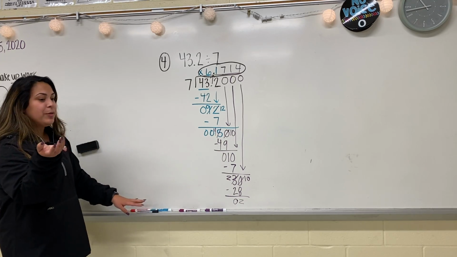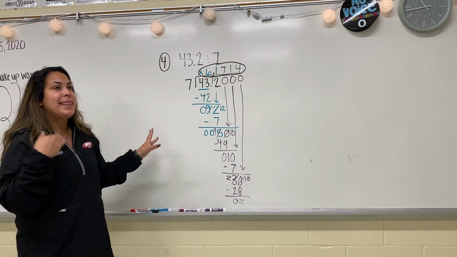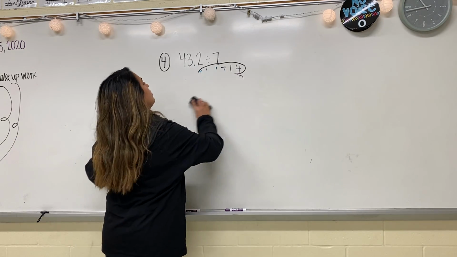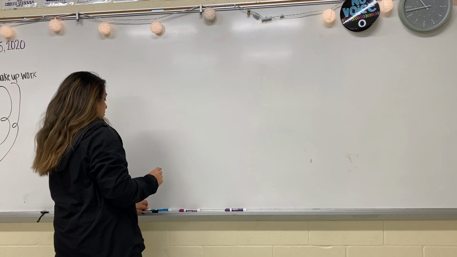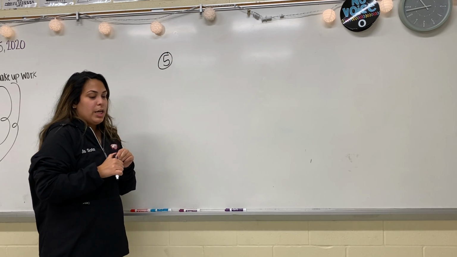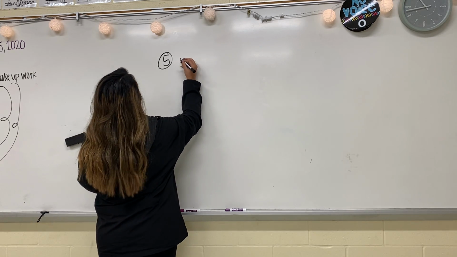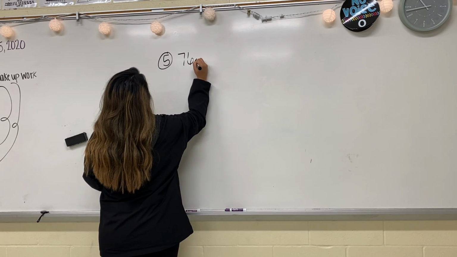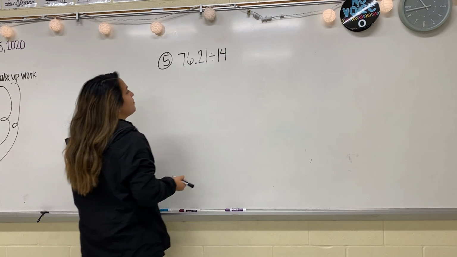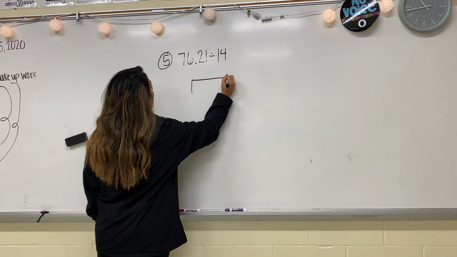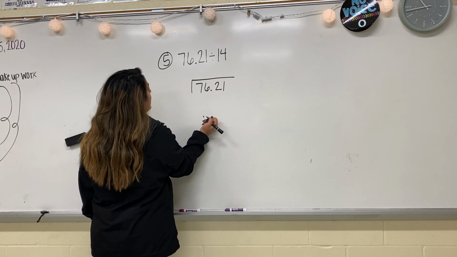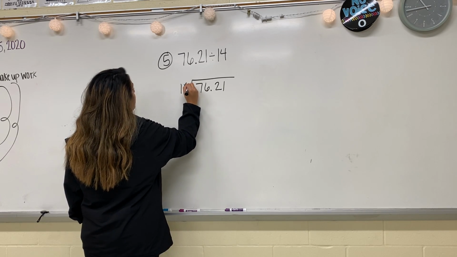All right, so now we're going to do 2 more problems, and then we'll be done. All right, now we're going to do 76 and 21/100 divided by 14. So I'm going to set up my standard algorithm. 76 and 21/100 goes on the inside. 14 goes on the outside.